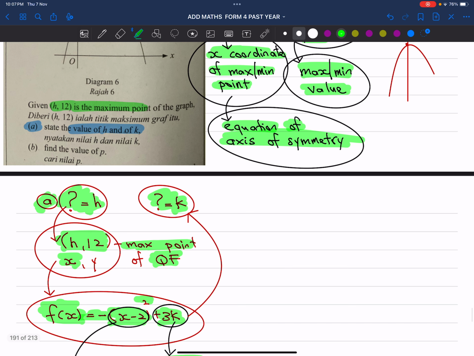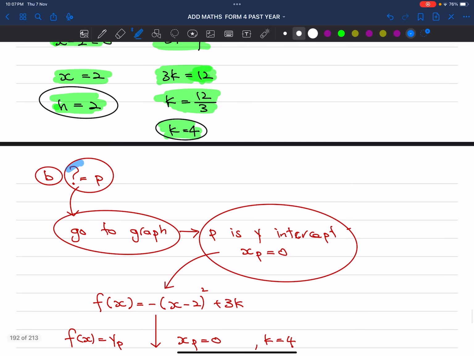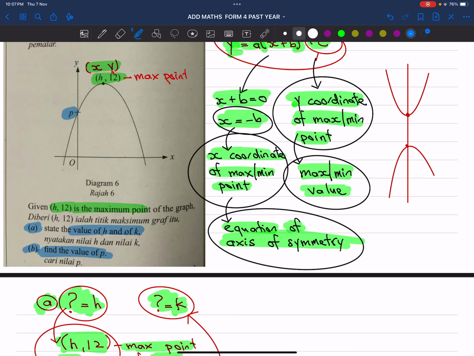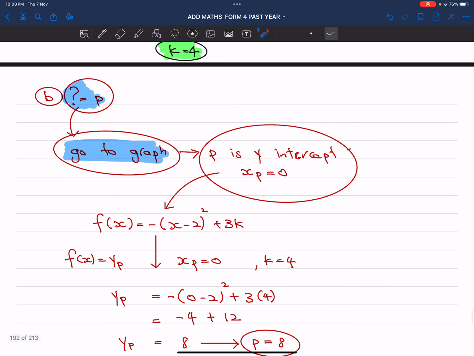We look at part B. What is the question asking? Part B. Find the value of p. Now first of all, we have to go to the graph, and you notice p is the y-intercept. So when we go to the graph, we find that p is the y-intercept. And we know from lower secondary, in y-intercept or on the y-axis, the x-coordinate is 0.